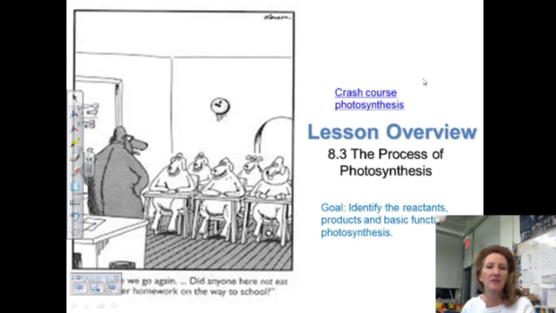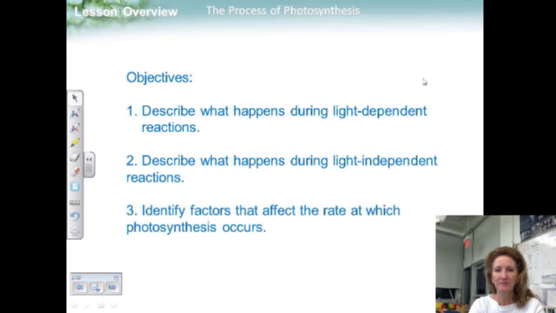So our goal is to identify the reactants, products, and basic functions of photosynthesis. And you can read the Far Side. It's quite cute. All right, let's move on here.